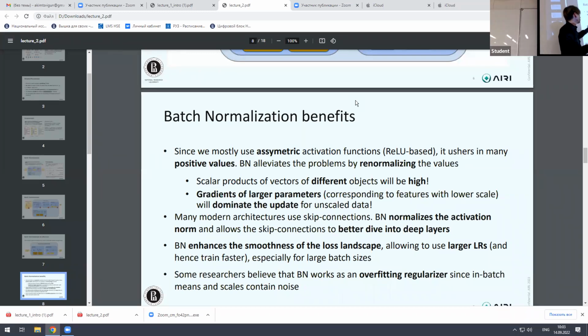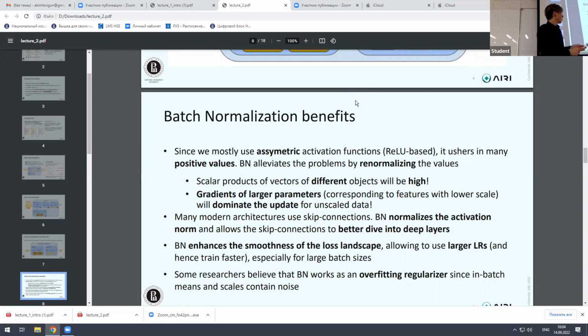And the second, probably much more important problem, is that the gradients of larger parameters. Again, we cannot say that one parameter corresponds to exactly one feature, right? But anyway, this is what happens in neural networks. Some parameters tend to pay more attention to some features, and the gradients of larger parameters will dominate the update rule. So our training will be biased towards updating the values of these large parameters instead of some others. And that's the problem when we have a lot of positive values. Batch norm surely alleviates this problem since it renormalizes the data, and the data distribution becomes symmetric.